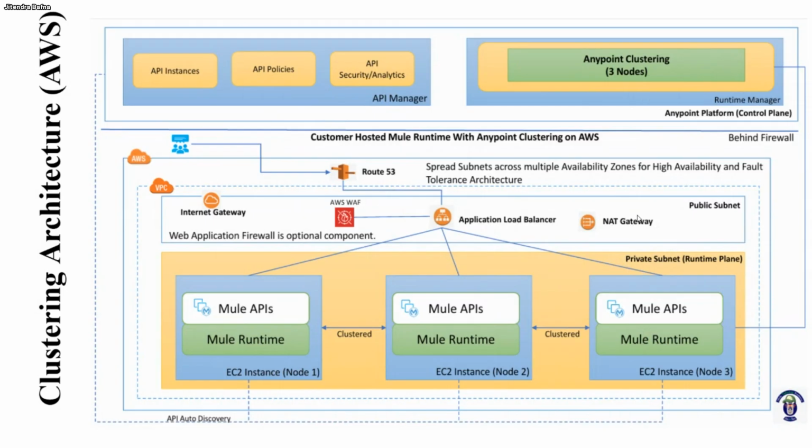If you don't have a NAT gateway, then we cannot do that. So if your application is running in the private subnet and you want to communicate with SaaS-based applications like Salesforce, you can use the NAT gateway.